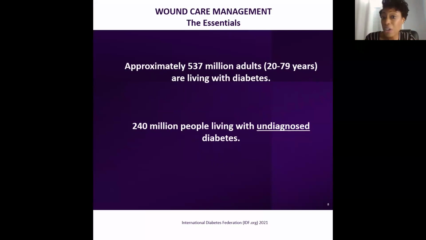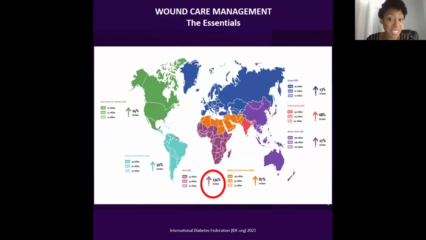Overall, worldwide, there are 537 million adults living with diabetes. So again, a key takeaway is that diabetes is really just such a problem when it comes to wound care. And when we take it a step further, we see that across the globe, when we look at continents where diabetes is exploding, I even circled it here, Africa is the continent with the highest growth in diabetes, okay? 134%. So that's staggering. And again, this should factor into how you approach wound care.